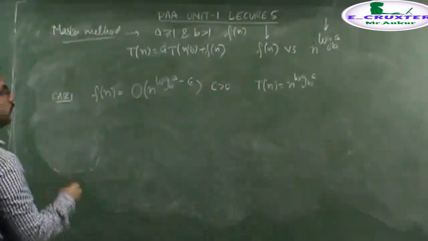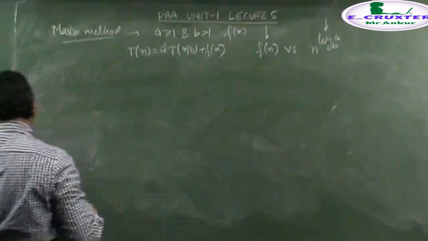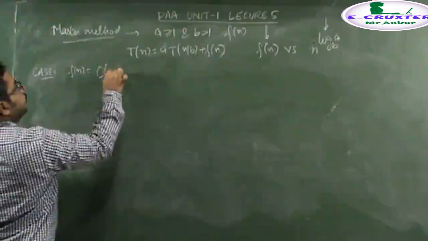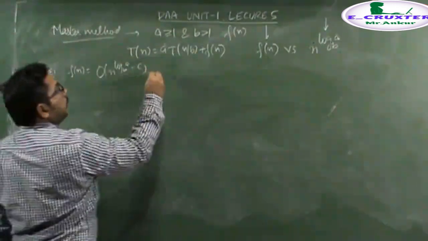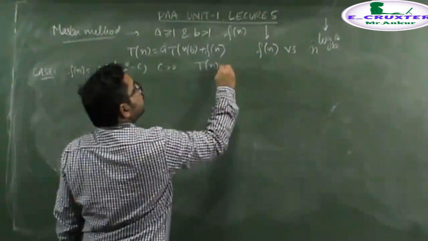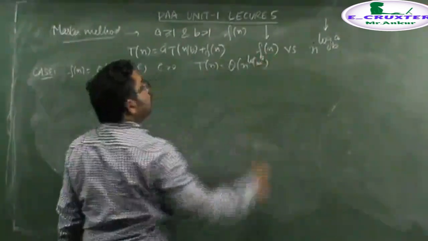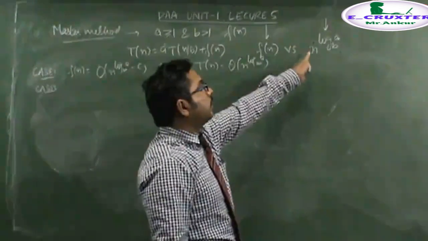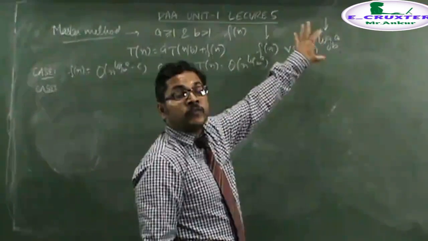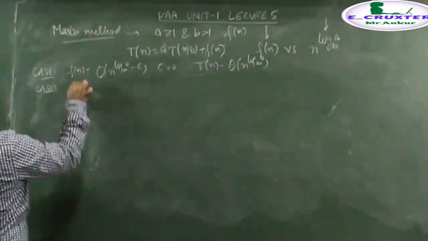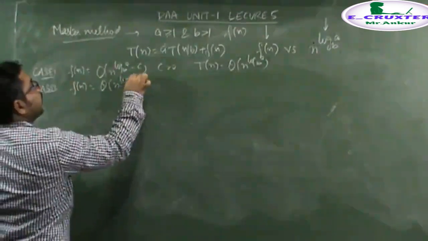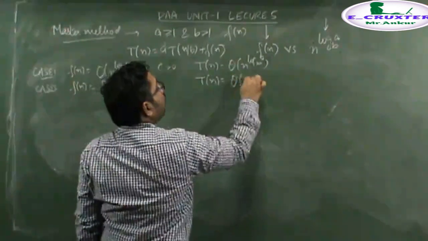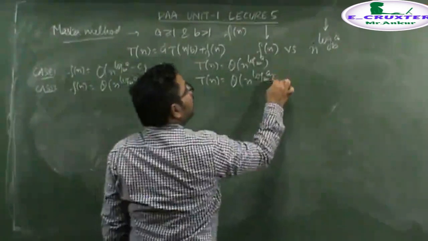Case 2 says that if the growth rate of f(n) is similar to the growth rate of n raised to power log base b of a, that is, both functions have the same growth rate, that is f(n) is equal to Theta of n raised to power log base b of a, then the running time is T(n) = Theta of n raised to power log base b of a multiplied by log of n.